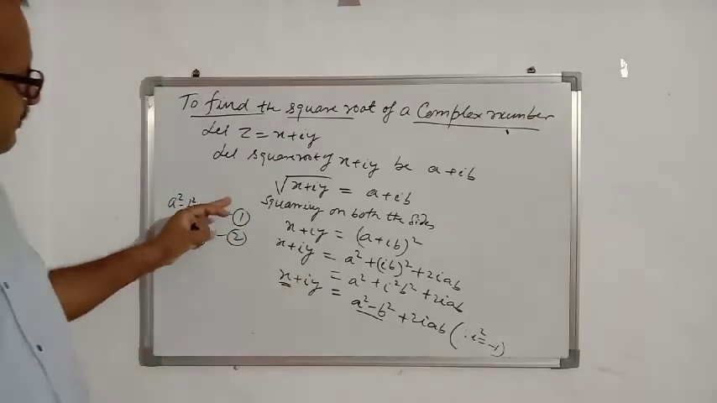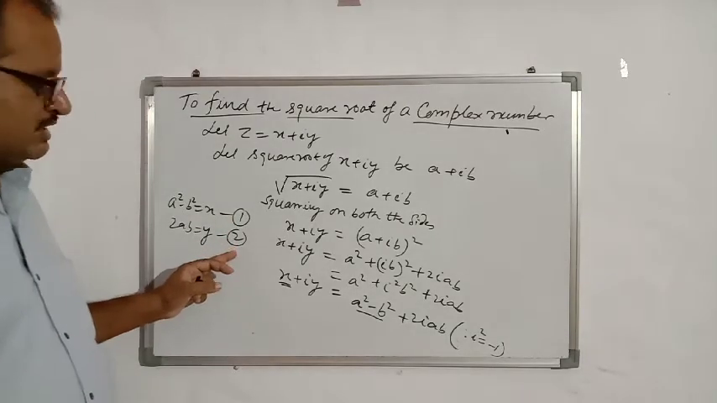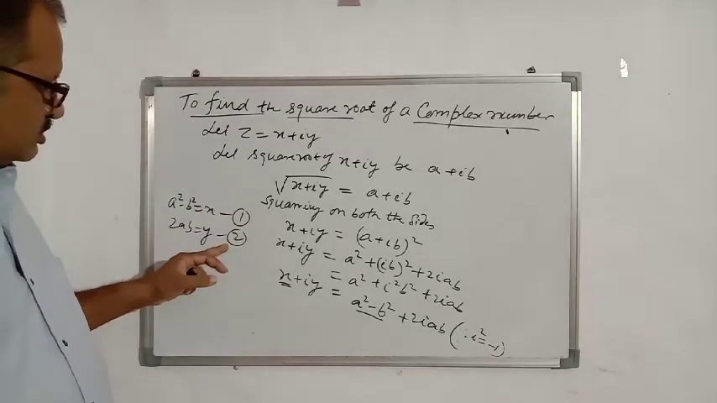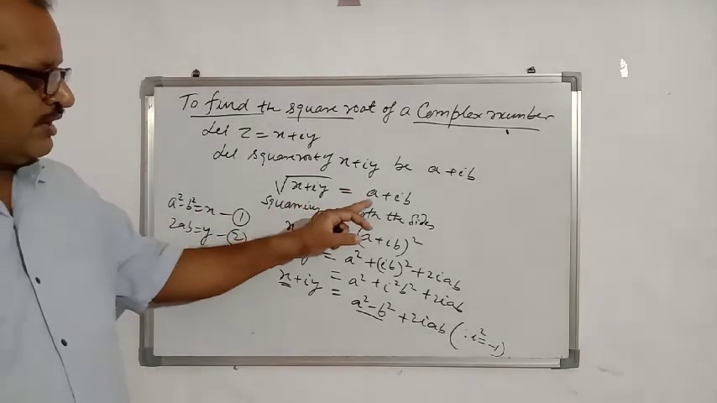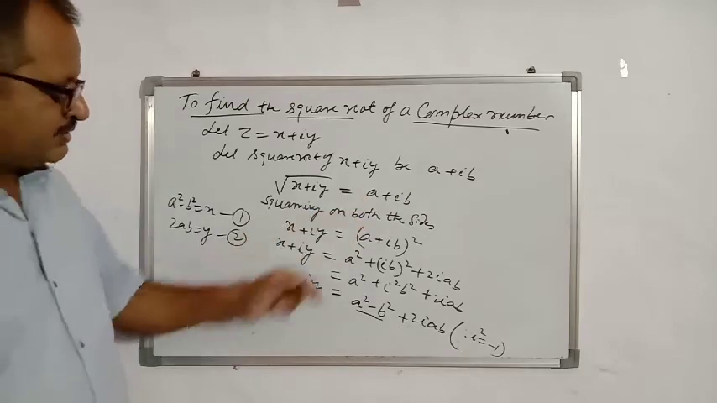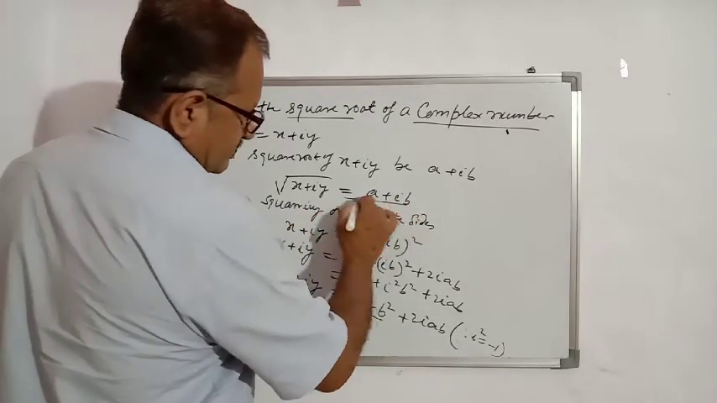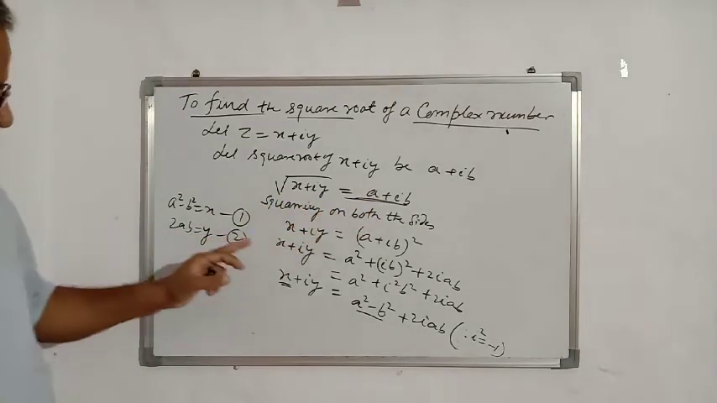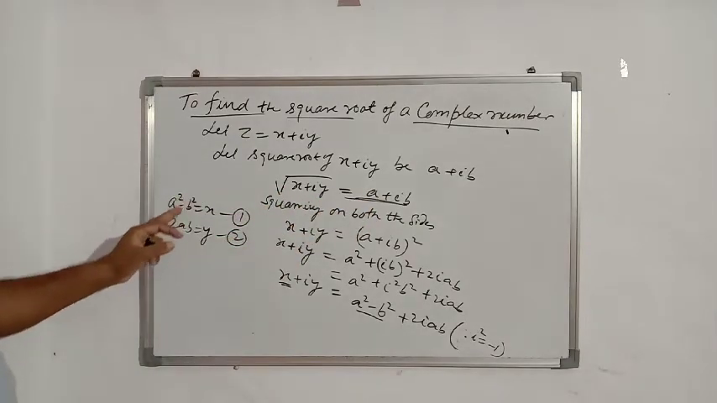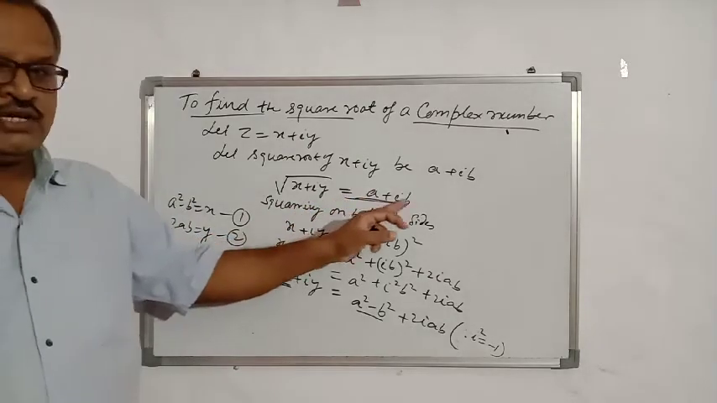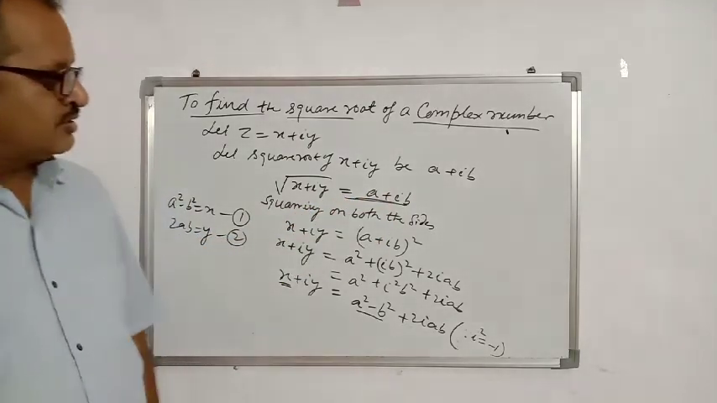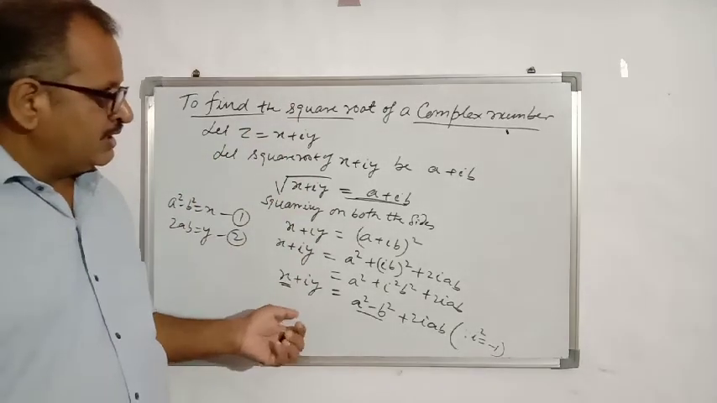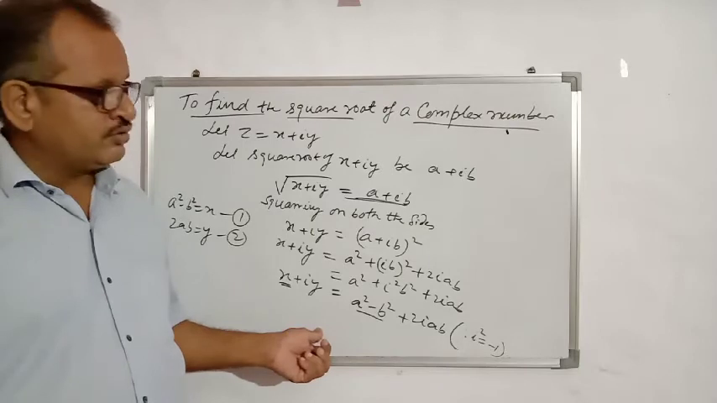So in this way we are getting two equations in a and b. Solving these two equations, we will find the values of a and b and then put them in this. We will get the square root of x plus iy. From these two equations, we will solve for a and b and put them here to get the square root. So this is the method of how to find the square root of a complex number. We will see it with the help of one question.